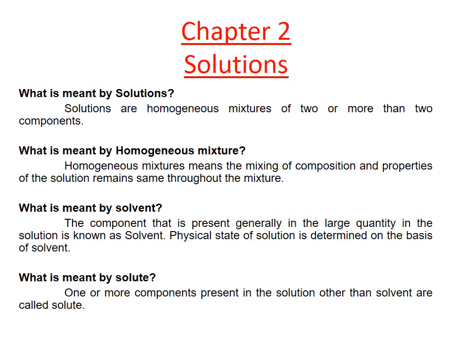The third term is solvent. The component that is present generally in a large quantity in the solution is known as the solvent. The physical state of the solution is determined on the basis of the solvent. In every solution there is only one solvent. The fourth term is solute. One or more components present in a solution other than the solvent are called solutes.